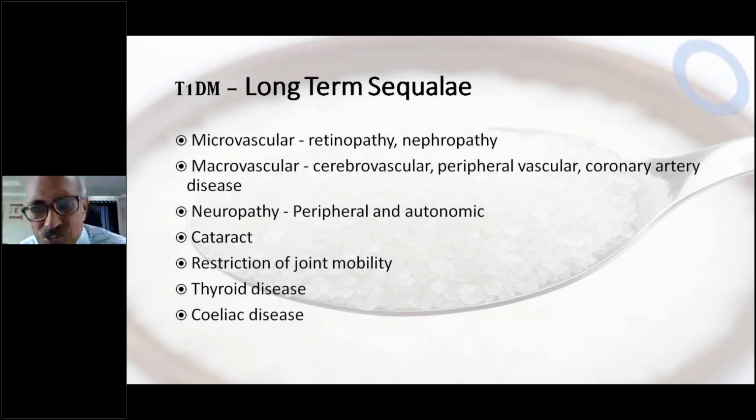And long-term sequelae, again as with type 2 diabetes mellitus, the child may develop microvascular diseases like retinopathy and nephropathy, and macrovascular disease, coronary artery disease, neuropathy, peripheral neuritis, and autonomic neuropathies. Cataracts they may develop, and joint problems they may develop. Thyroid and celiac diseases may be coexistent or actually complications. We can describe them either way. And these are the problems with diabetes.